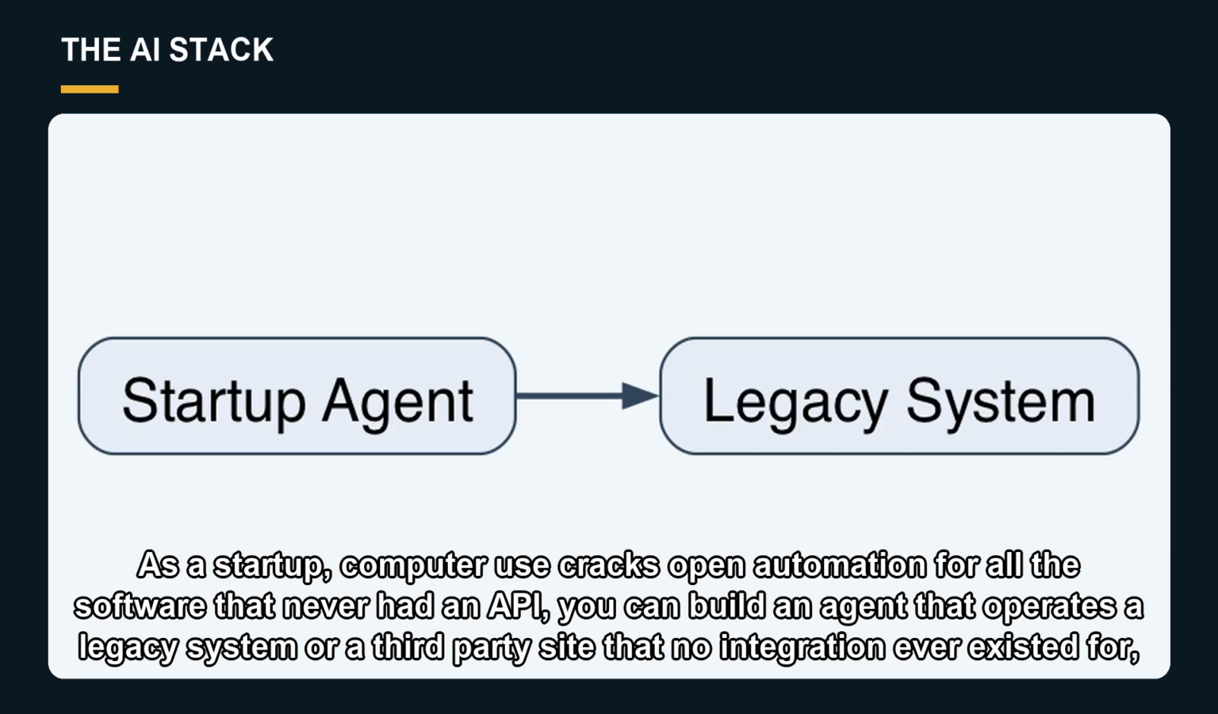As a startup, computer use cracks open automation for all the software that never had an API. You can build an agent that operates a legacy system or a third-party site that no integration ever existed for, which is a real superpower, as long as you respect how brittle it still is and keep a human in the loop for anything that matters.